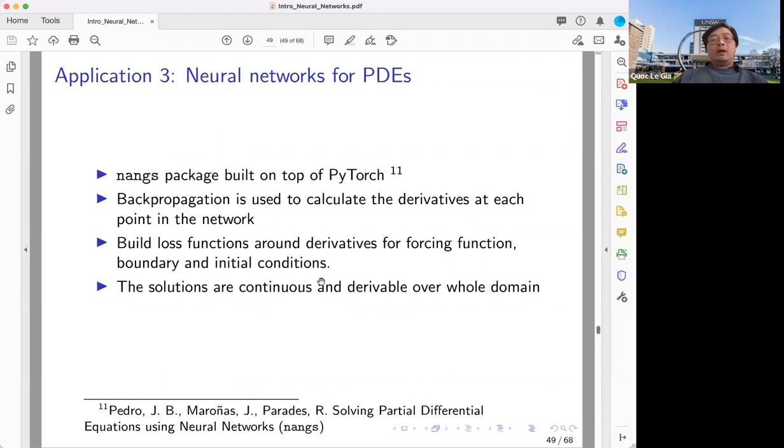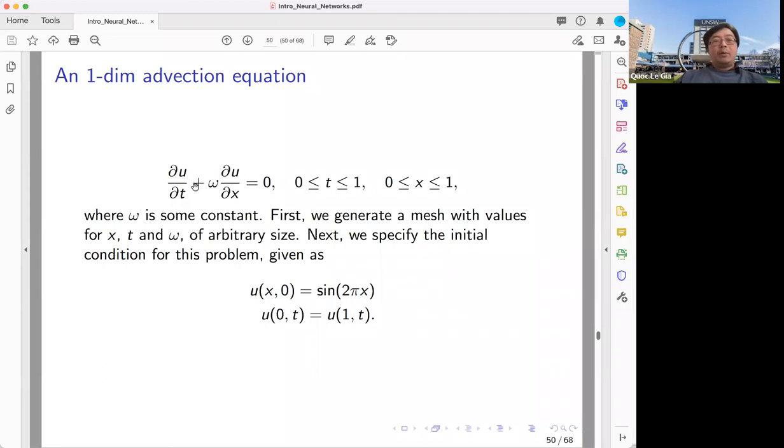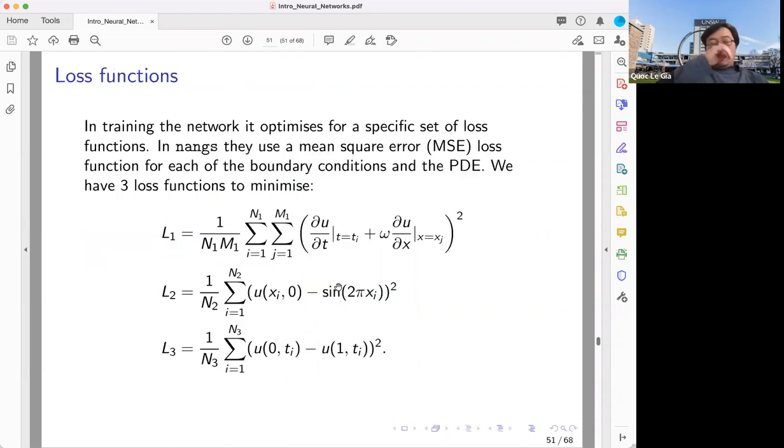So now let me introduce the simple one-dimensional advection equation. You have an unknown solution U, which is a function of time and space. Time we assume is from 0 to 1, and x is just from 0 to 1. Then we have a mesh for x, for time, and for the domain omega. We have the initial condition: when time equals 0, it's just a sine function. And we assume the boundary condition, when x equals 0 and x equals 1, they're the same for every time. Remember in neural networks, the key feature is the loss function.